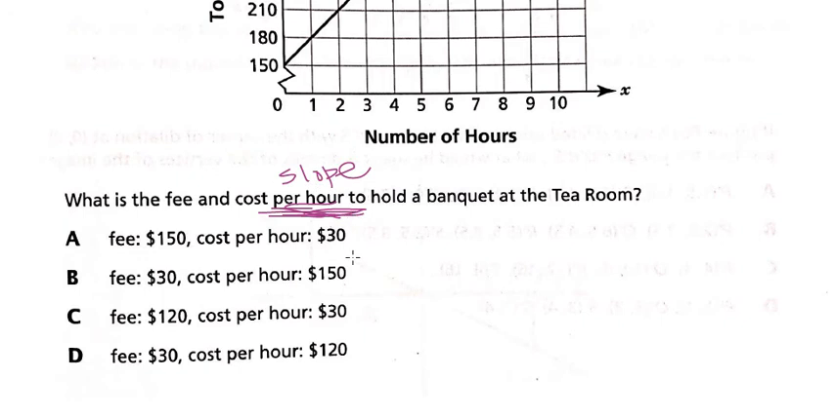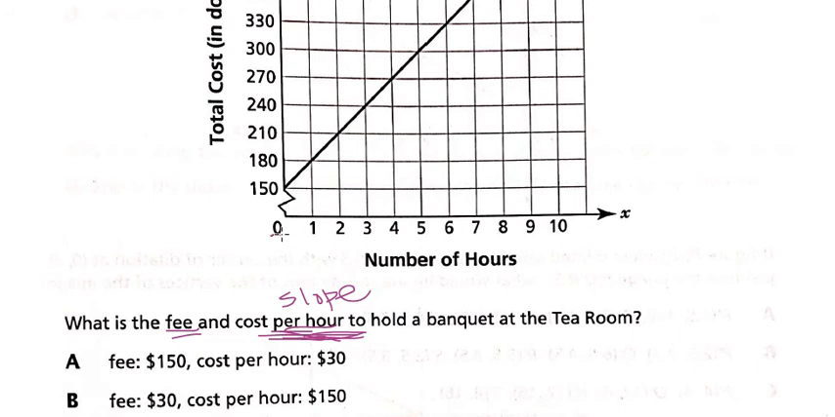So all of these two are the same. So if I find the slope, I'd be able to cross out two of them. Let's think about what the fee is. Well, the fee is going to be the cost when there's no time used. So I'm going to go to when the number of hours is 0, and I'm going to look along my y-axis, and my y-intercept is there at 150.